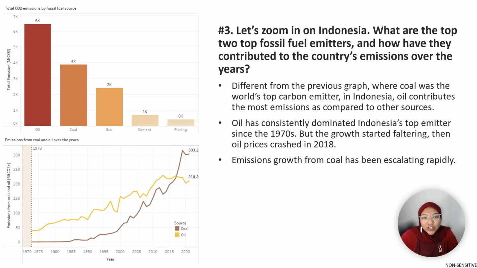Let's zoom in on Indonesia. What are the top 2 fossil fuel emitters and how have they contributed to the country's emission over the years? Well, in the previous graphs, we have learned that coal was dominating as the world's top carbon emitter. The picture is quite different in Indonesia. The bar chart below shows that oil contributes the most emissions as compared to other sources. But how come? Let's see the development of coal and oil emissions in the time series graph further below.